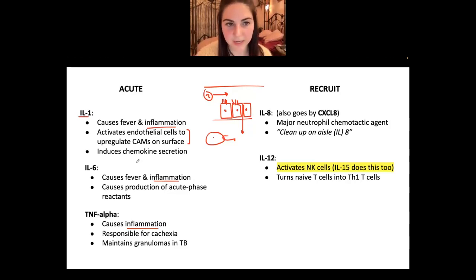And then they do other stuff. They can get other chemokines to be secreted. IL-6 causes production of acute phase reactants. I'll talk about what those are in a little bit. And then TNF alpha, the main thing with TNF alpha is inflammation.